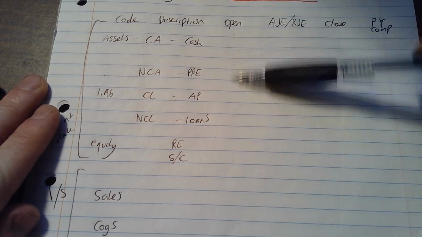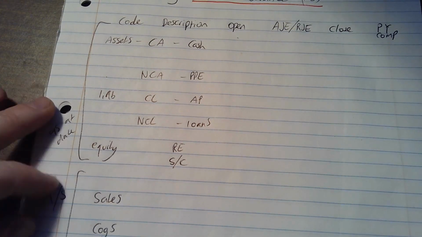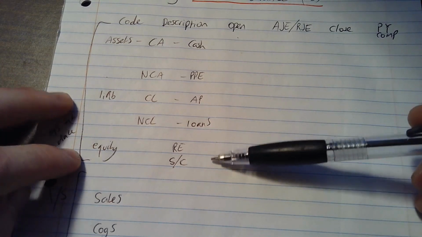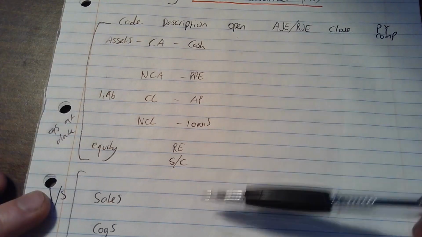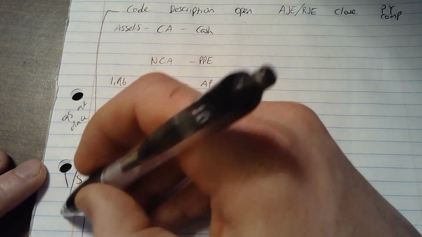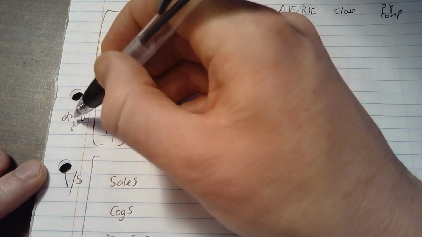The opening column is going to show all the balances, remembering that the balance sheet items are going to be as at, but the income statement items are going to be for the period ending of the same day as the as at.